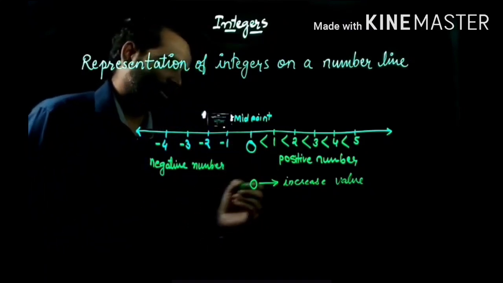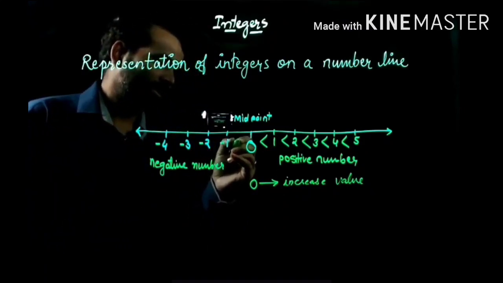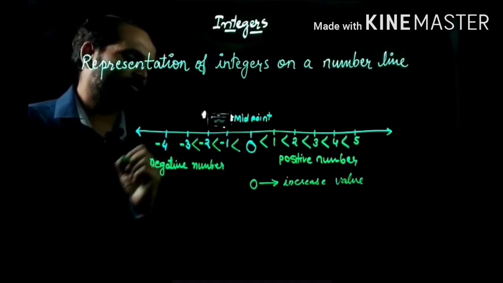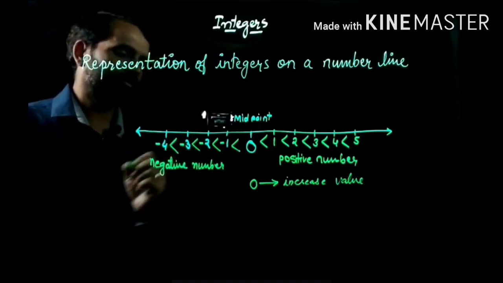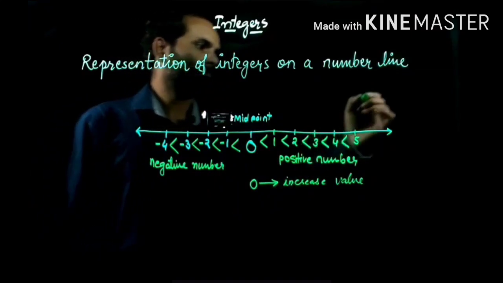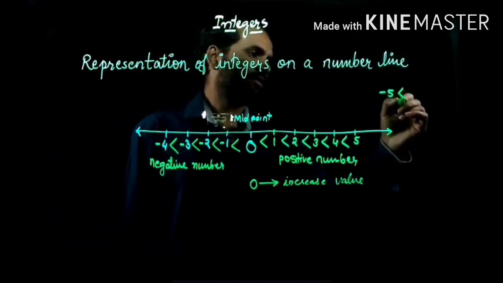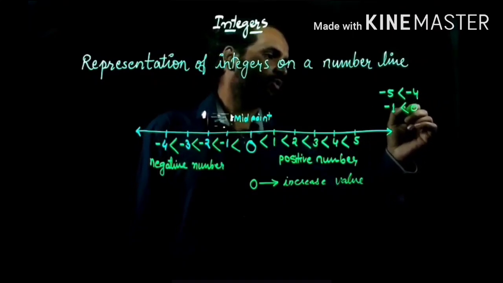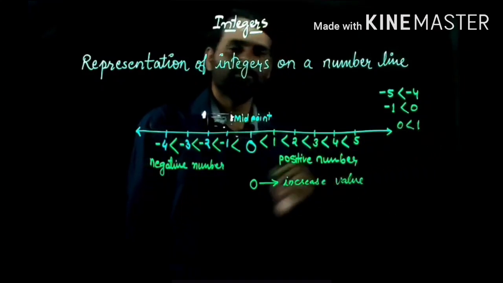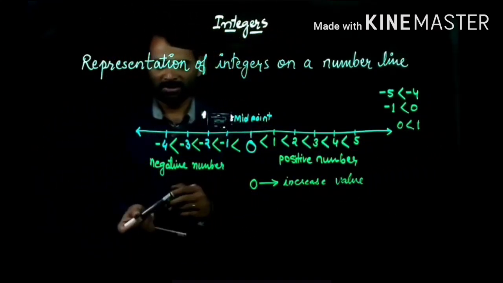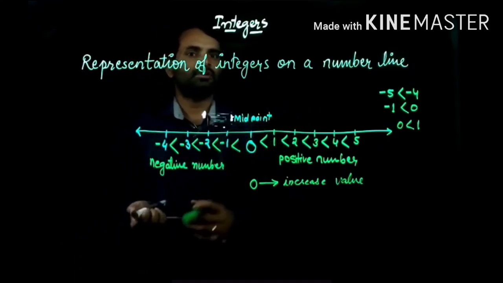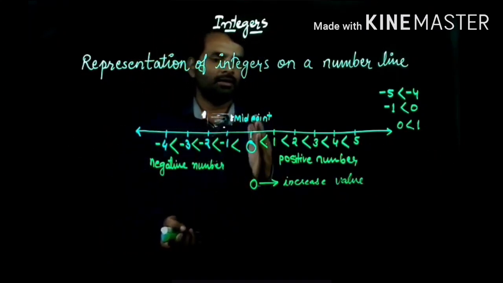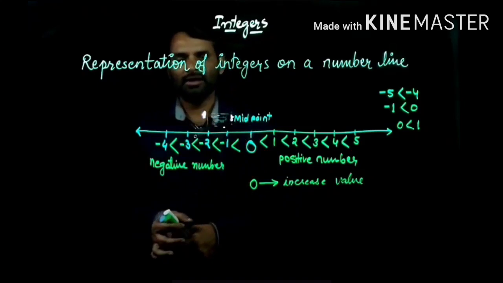Okay, and same here: -1 is less than 0, -2 is less than -1, -3 is less than -2, -4 is less than -3, and -5 is less than -4. Accordingly, -1 is less than 0 and 0 is less than 1. So this is a number line for the integers. Between each number there is an equal distance.